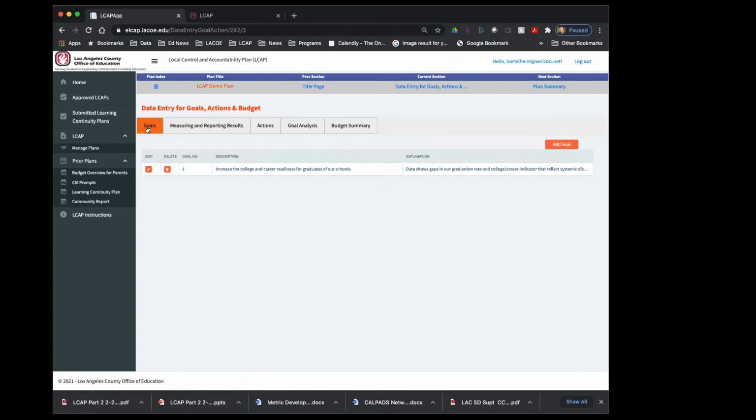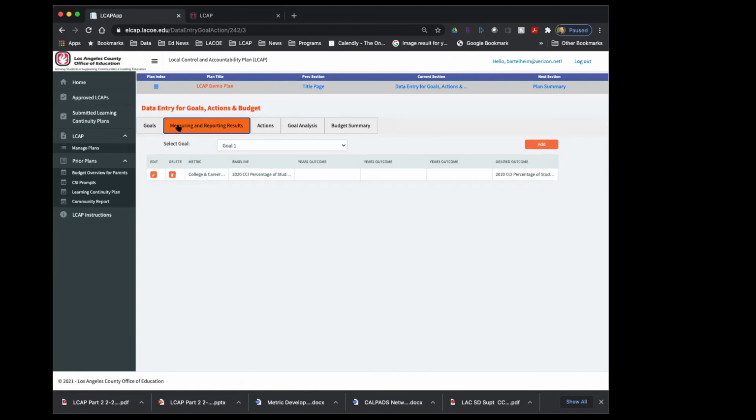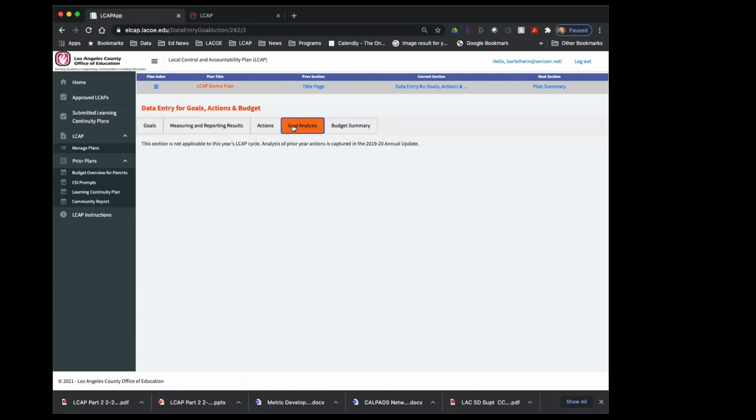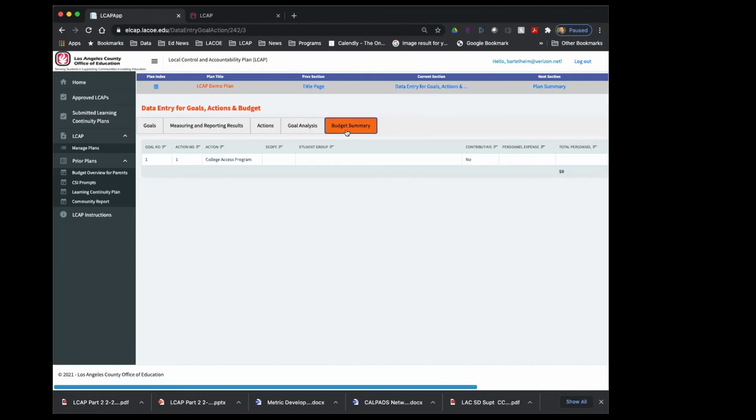There's the goal section, which is where you'll enter the goals, measuring and reporting results, which I'll dive into in a second, which is your metrics, your actions, and then the goal analysis. The nice thing is, you don't have to fill this out for this year. This is relevant in the next year when you will go back. It's built into the plan moving forward, but the goal analysis doesn't have to be completed this year. This is part of the annual update that you'll be providing with the 2019-20 LCAP in a different system. And then finally, there's a budget summary.